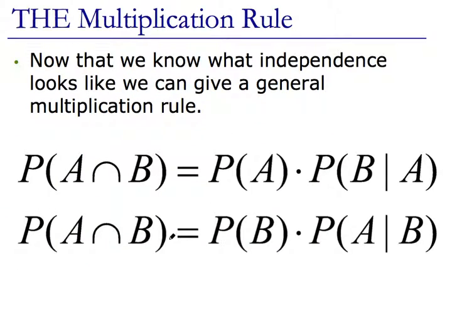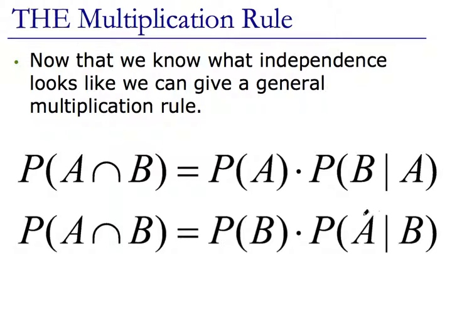Now that we know what independence looks like, this is the general multiplication rule. It's really the same as what we've done before. The probability of A times the probability of B given that A has occurred, or the probability of B times the probability of A given that B has occurred. Pay attention to this, and you'll have the slides independent of this video so you can refer back to them.